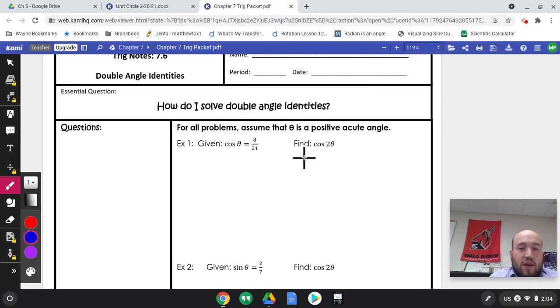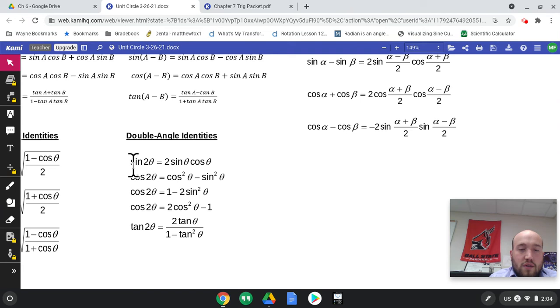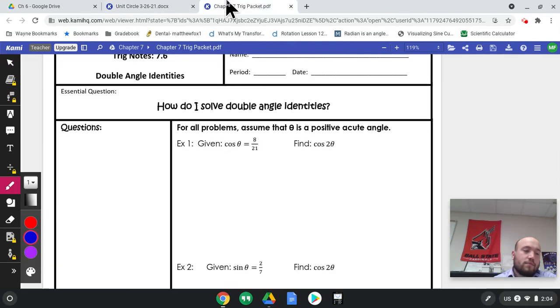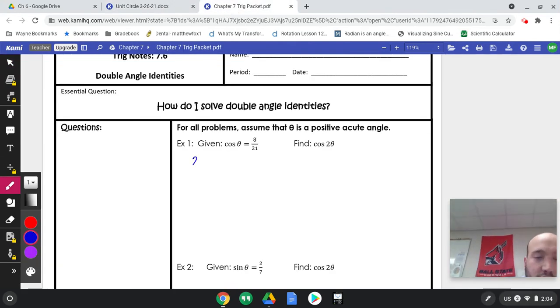So on this first one, our end goal is to find cosine of 2 theta. We know cosine of theta is 8 over 21. So if we look here, we have cosine of theta. Of these 3 formulas, these first 2 require sine. We don't know sine, so rather than figure that out, let's just use the one that only deals with cosine. So 2 cosine squared theta minus 1. So we know it's going to be 2 times cosine squared theta minus 1.